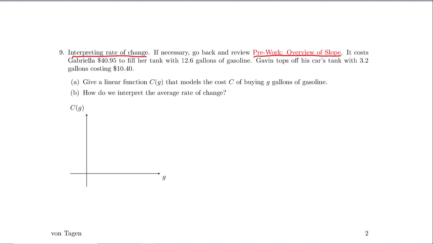I want to talk about how we can interpret that average rate of change and build that model. So the first thing to realize is that I've given you the information that you need to think about independent versus dependent variables. So in this case, the G is the independent variable, and cost, C, is the dependent variable.